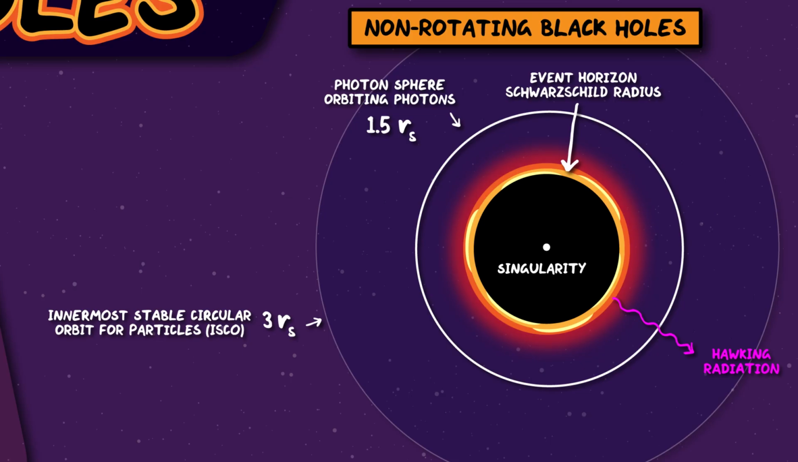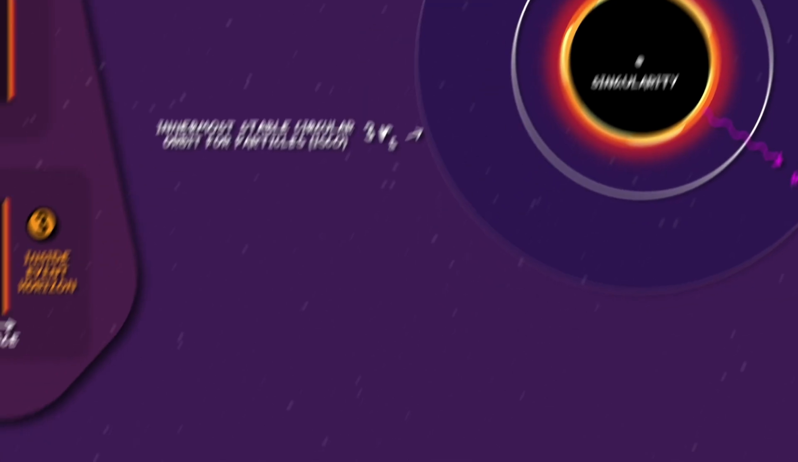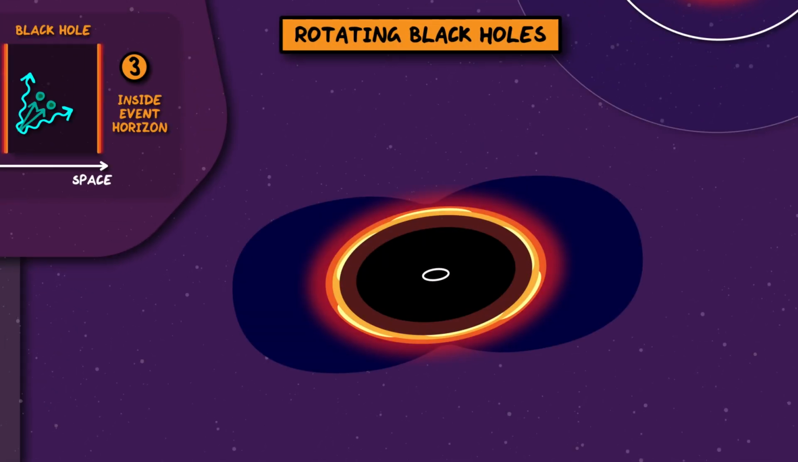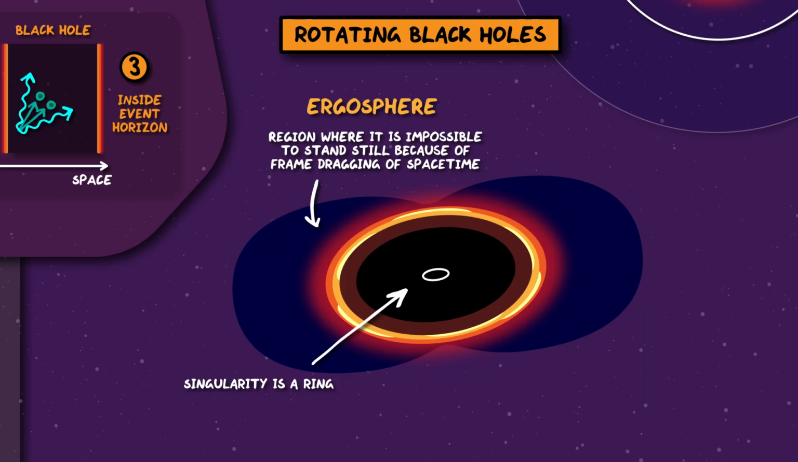Non-rotating black holes are spherical, but rotating black holes are a squashed oval shape. Also, the singularity in the center is no longer a point, but a singularity ring. And they have a region outside the event horizon called the ergosphere, which is a region where it would be impossible to stand still because the rotation of the black hole drags space-time around it in a process called frame dragging, which is kind of like a whirlpool of space-time.